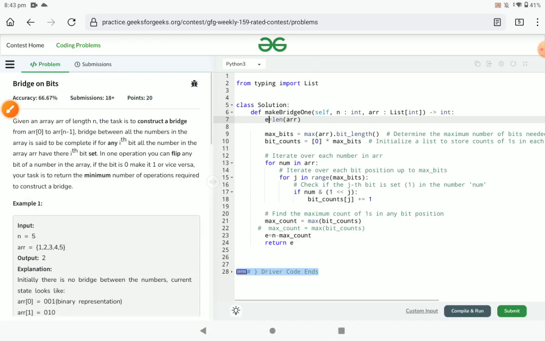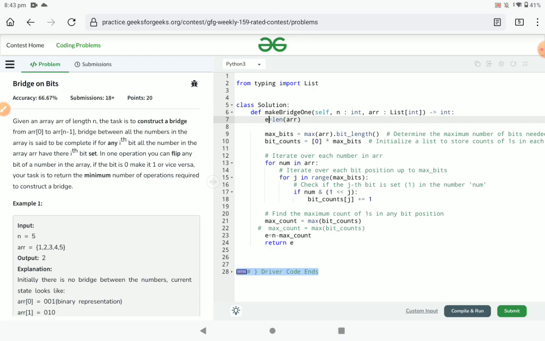Now we will do the bit count. Bit count equals an initialized list of 0 multiplied by max bits. It initializes the list bit counts to keep track of the count of ones at each bit position up to max bits. Then we will run a loop through each number in the array.